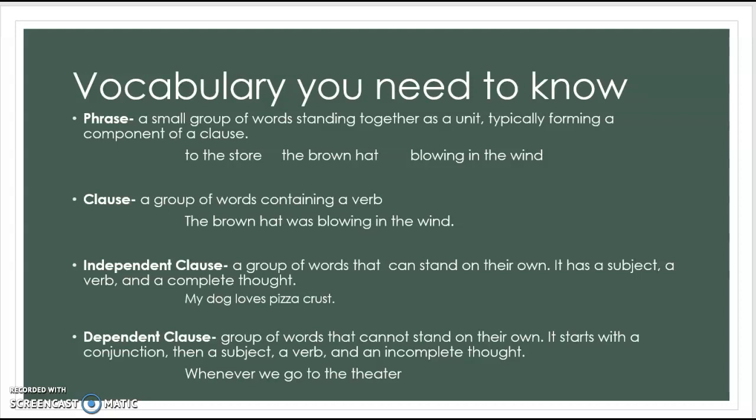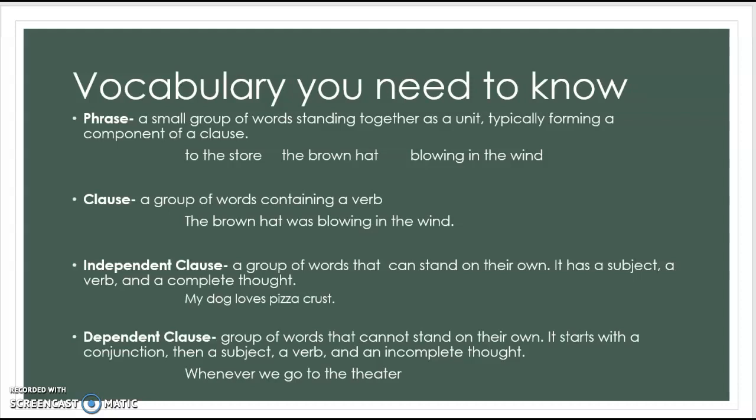Phrases are like blowing in the wind, the brown hat, to the store, the boy. Just small groups of words. We use phrases to build clauses. Clauses are groups of words containing a verb. The brown hat was blowing in the wind. Was is the verb. There are kind of two types of clauses we're going to be looking at.